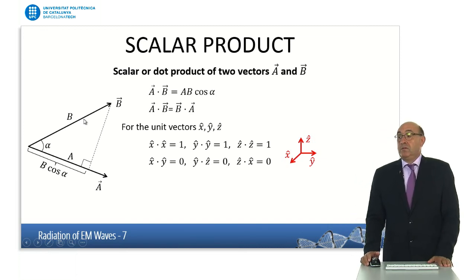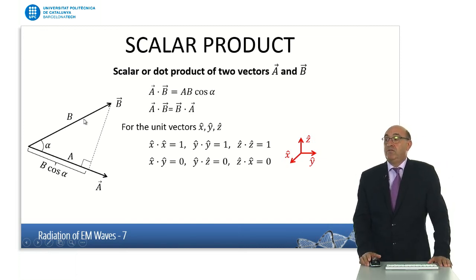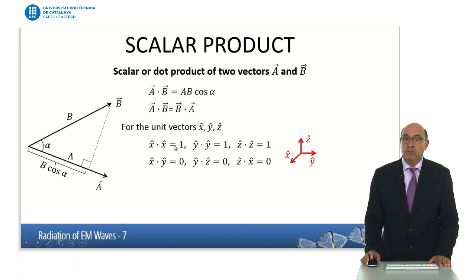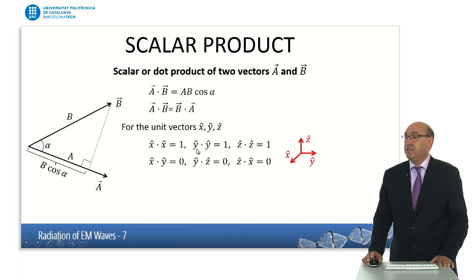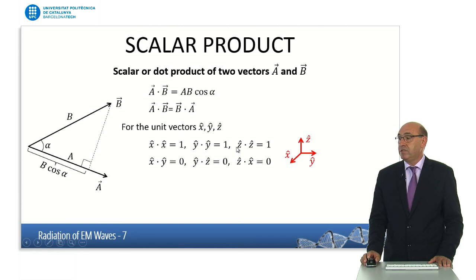Now, if you do the same thing for the three unit vectors, this is what you're going to find. When you just do the dot product of the vector times itself, you get 1, because they are unit vectors, and the angle they make is 0. So just apply the rule and you get this. The same for y and the same for z. But if you multiply x times y, then you get 0, because the angle is 90 degrees.